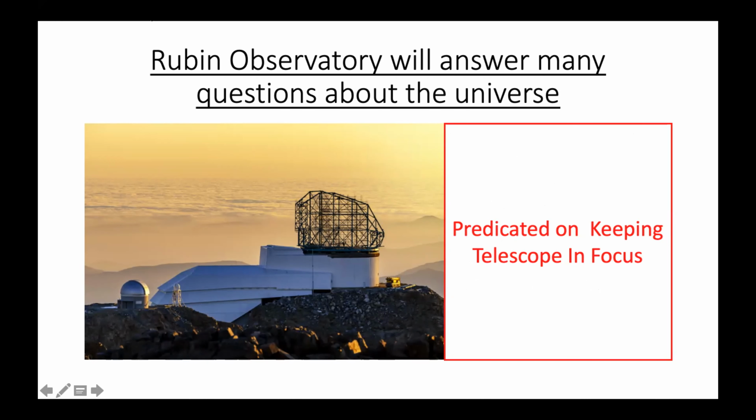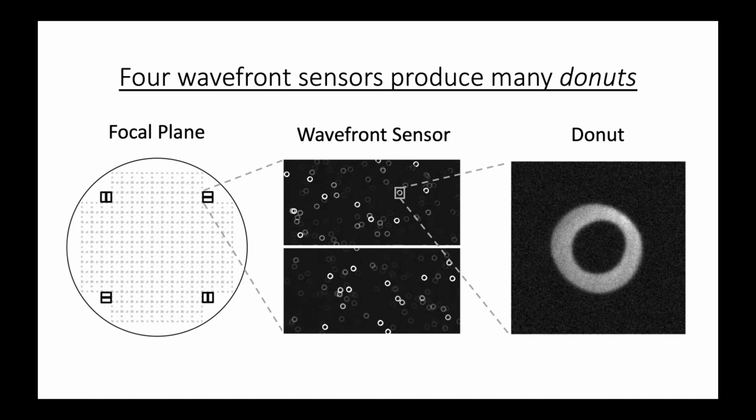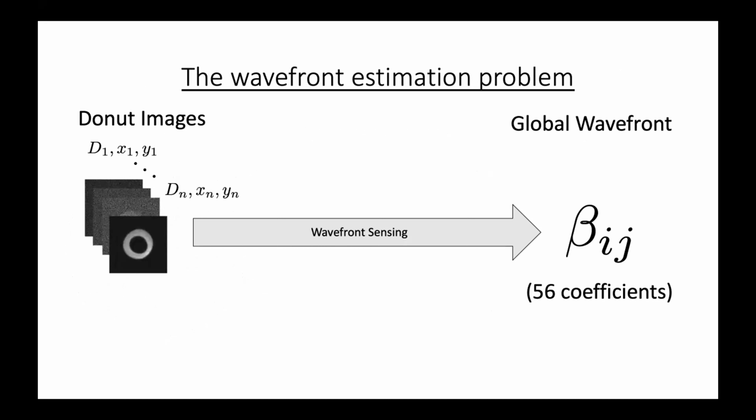And the way we do this is that there are 4 special sensors in the corners of the focal plane that are strategically out of focus. And so instead of getting point sources, we get these ring-like images because our primary mirror is an annular shape, and we call these donuts. And so the wavefront estimation problem is taking all these donut images from across these 4 sensors and estimating 56 coefficients, which completely govern the image quality of the optics.